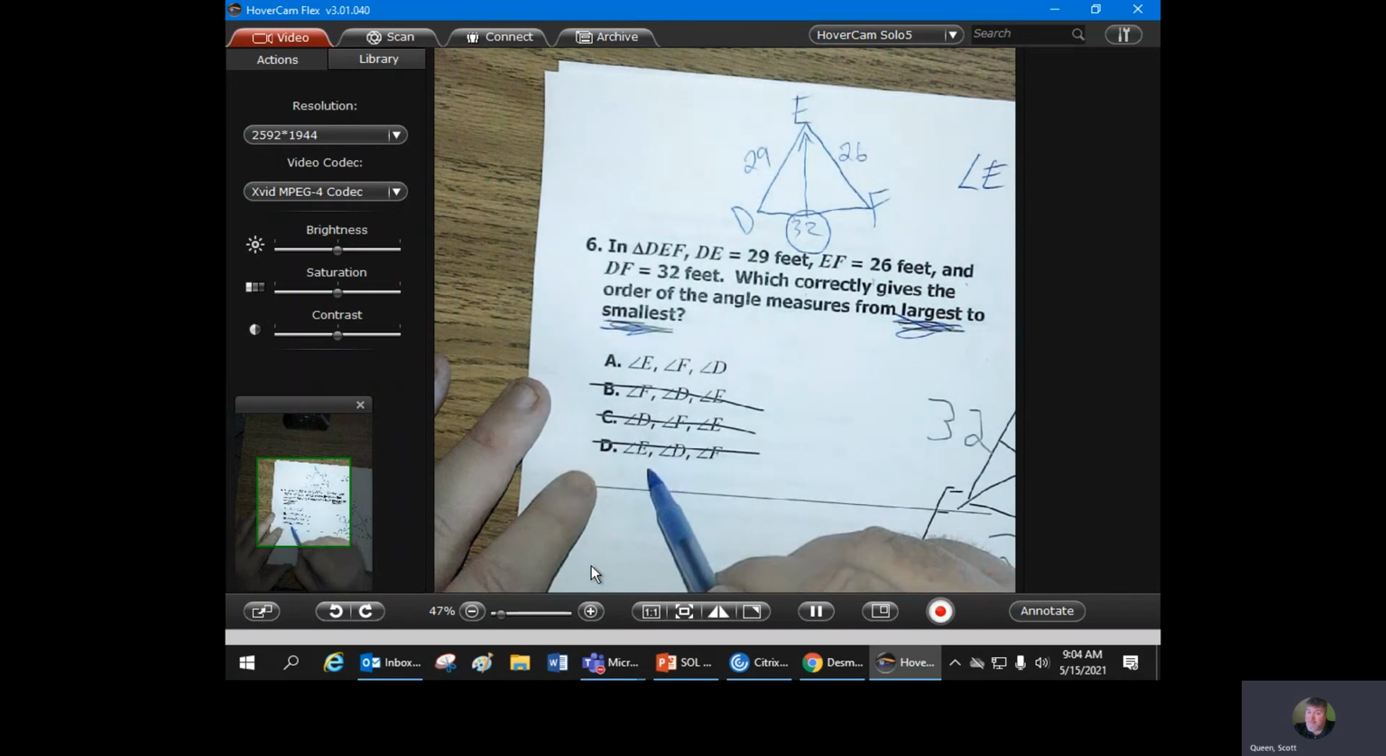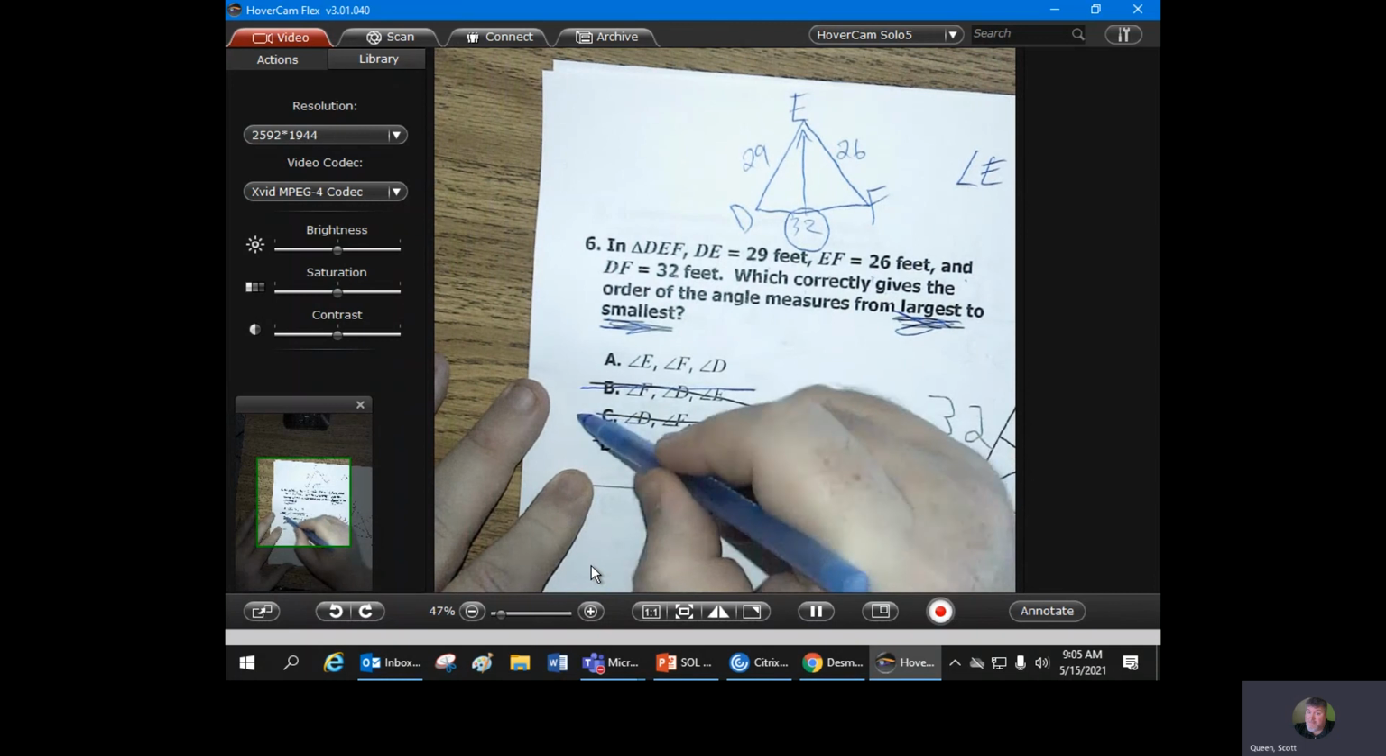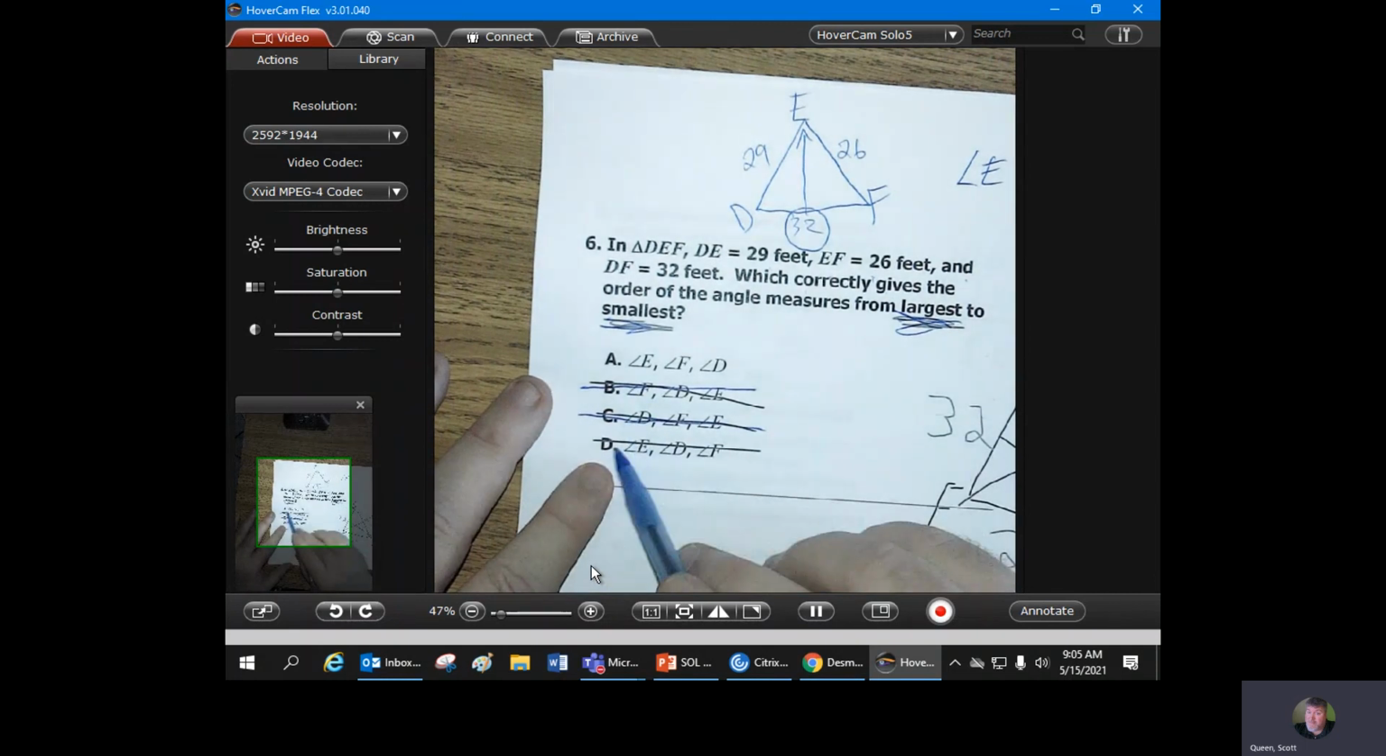What can I eliminate down here? E is not first here. Eliminate B. E is not first in C. It isn't here. It is first in D. So far I'm down to A and D.